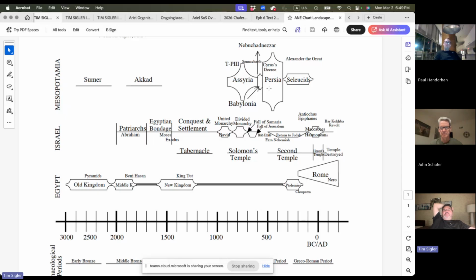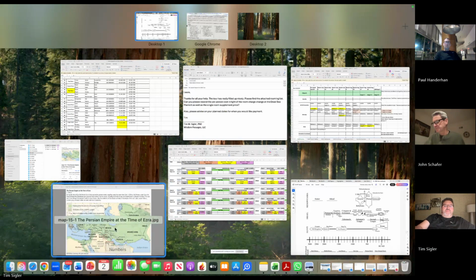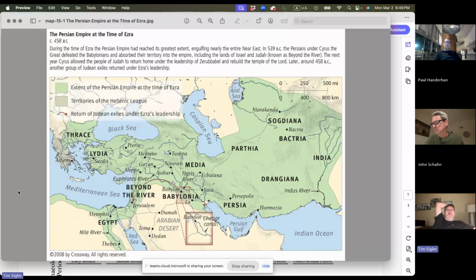Now we have to ask the question, from a human standpoint, why would Cyrus want to do this? And for this, I want to go back to our map. Can you see the map again of the Persian Empire at the time of Ezra? Yes.